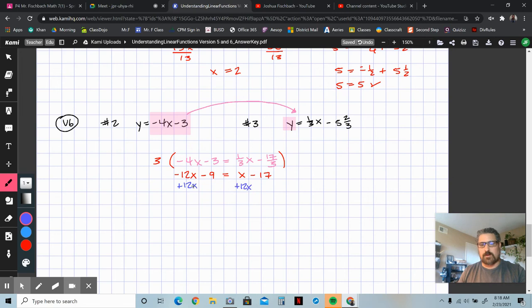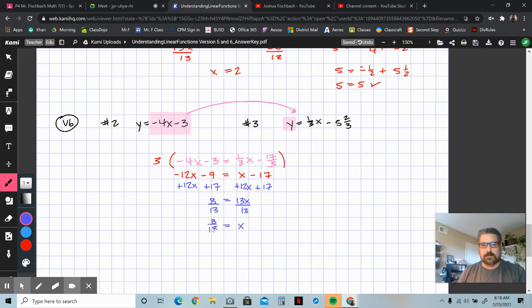And then if you're bringing your x's to the right, let's bring the numbers the other way. So add 17 to both sides. And what you're going to get there is 8. So negative 9 plus 17 is 8. And that is equal to 13x's. Okay? And now you want to undo times by 13, so divide by 13 both sides. And you get x is equal to 8/13.